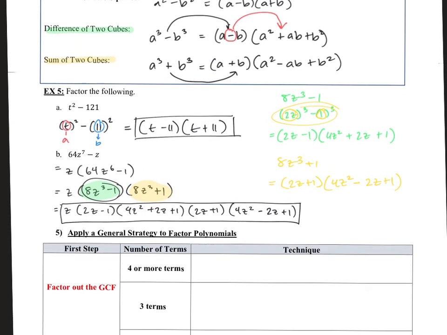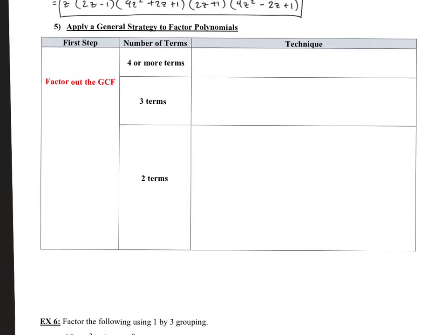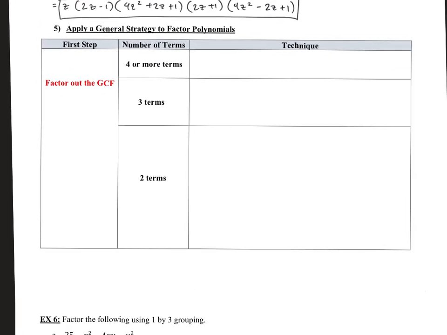Okay, so all of this to say we want to apply a general strategy for factoring polynomials. The first step we're always going to do is factor out the greatest common factor if possible. And then the next thing we're going to look at is the number of terms. We group it into 4 terms, 3 terms, or 2 terms. If you have 4 or more terms, the technique you would use is grouping, either 2 by 2 or 1 by 3. The next one, for 3 terms, you're going to use trinomial factoring.